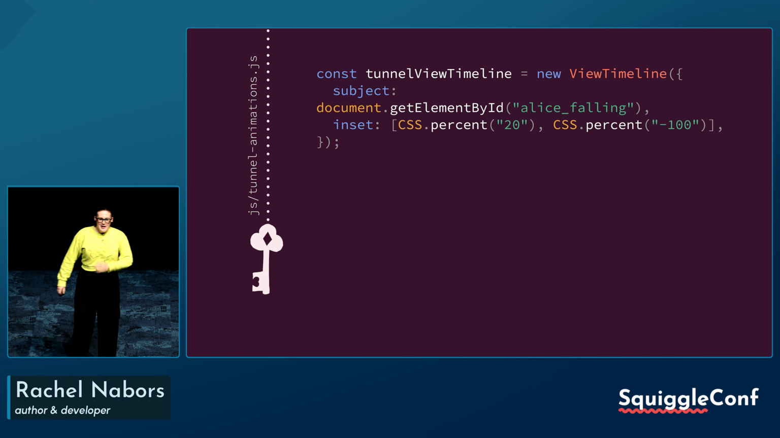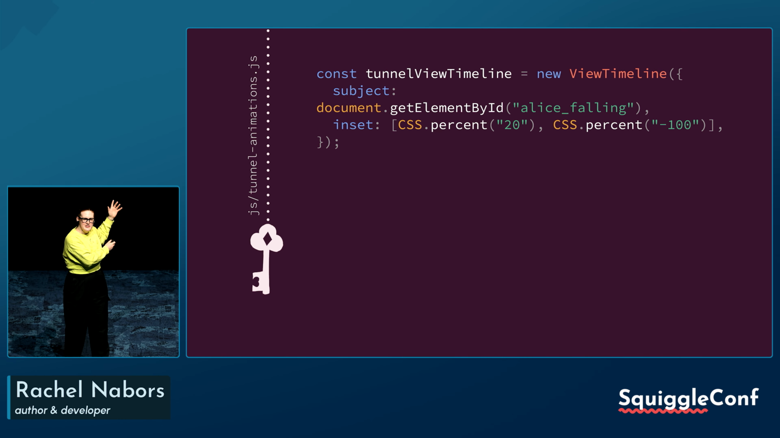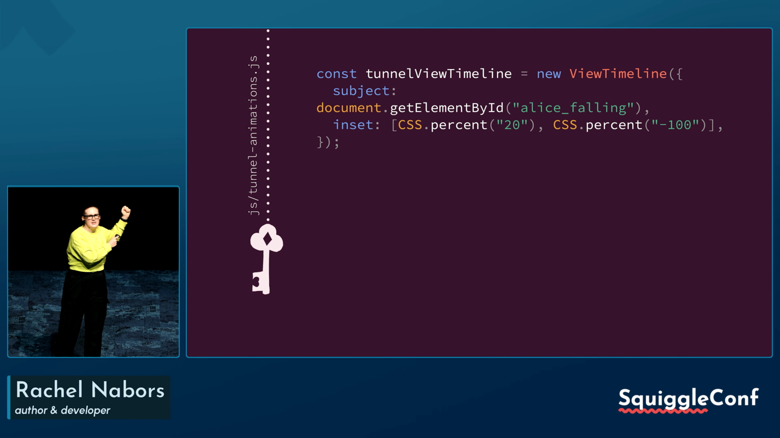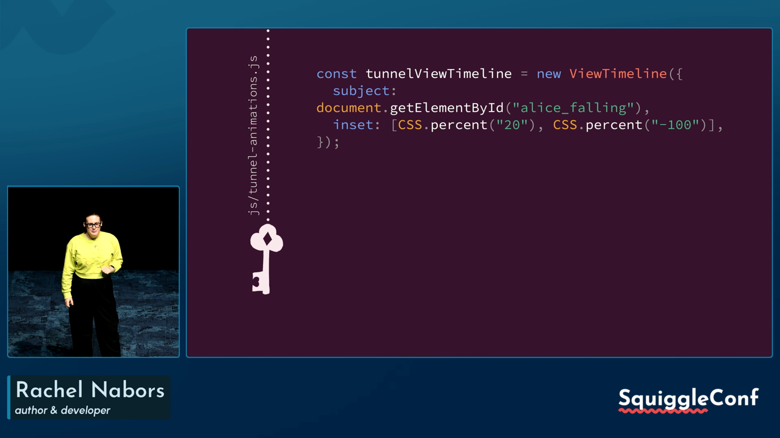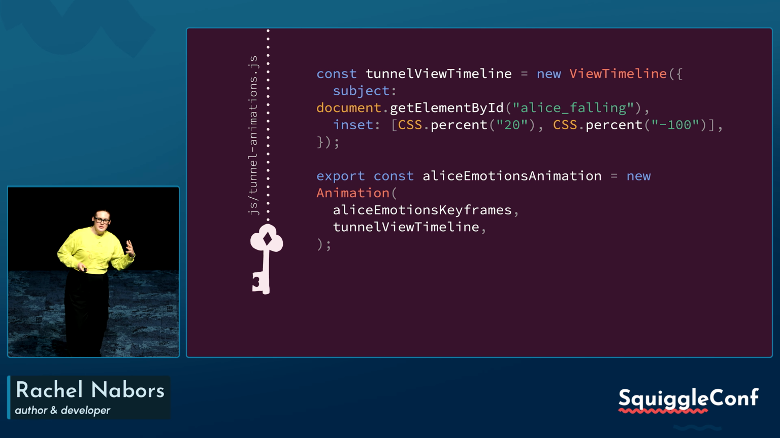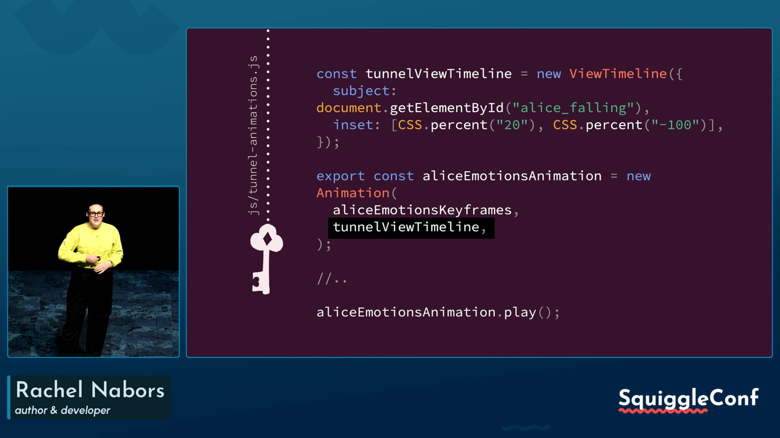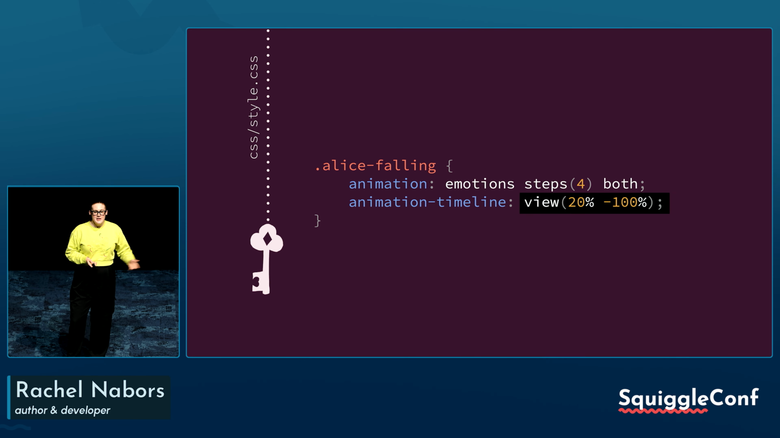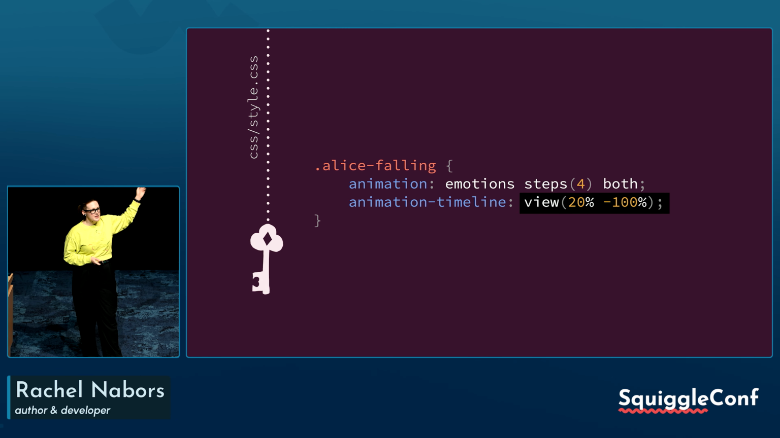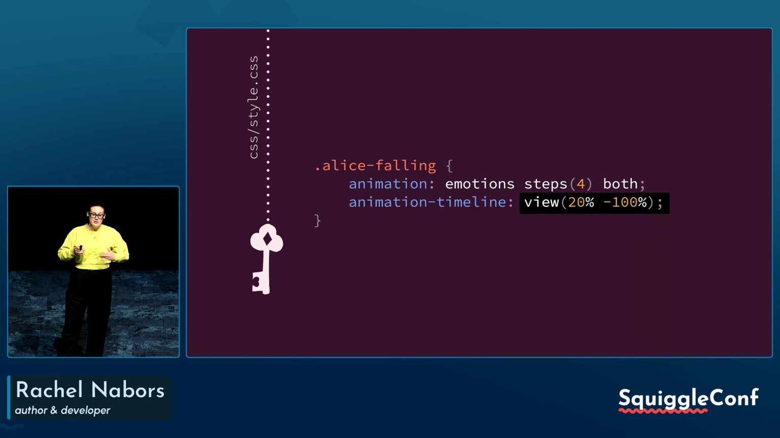But basically, you pass it a subject. This is the thing whose visibility is determining how far through the animation you're getting. That's a DOM element. And then inset allows you to do some offsets. Once again, you make a new animation, you hit play, and you pass it that view timeline. If you love CSS, just use view. Once again, you can see it here as the animation-timeline value, and it's taking the inset argument. And because you put it on a DOM element, you don't have to pass it the DOM element.